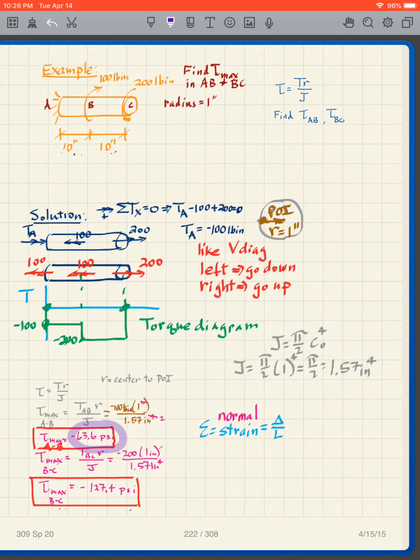In this particular case, we don't care about the sign very much, so whether you get it negative or positive doesn't really make much difference to us in this situation. But we're going to stick with the negative. I'll show you what the sign means a little bit later. For the region BC, the only difference is my torque in the region BC is negative 200. R over J are the same. So we get the maximum shear stresses in those two regions are negative 63.6 psi and negative 127.4 psi.